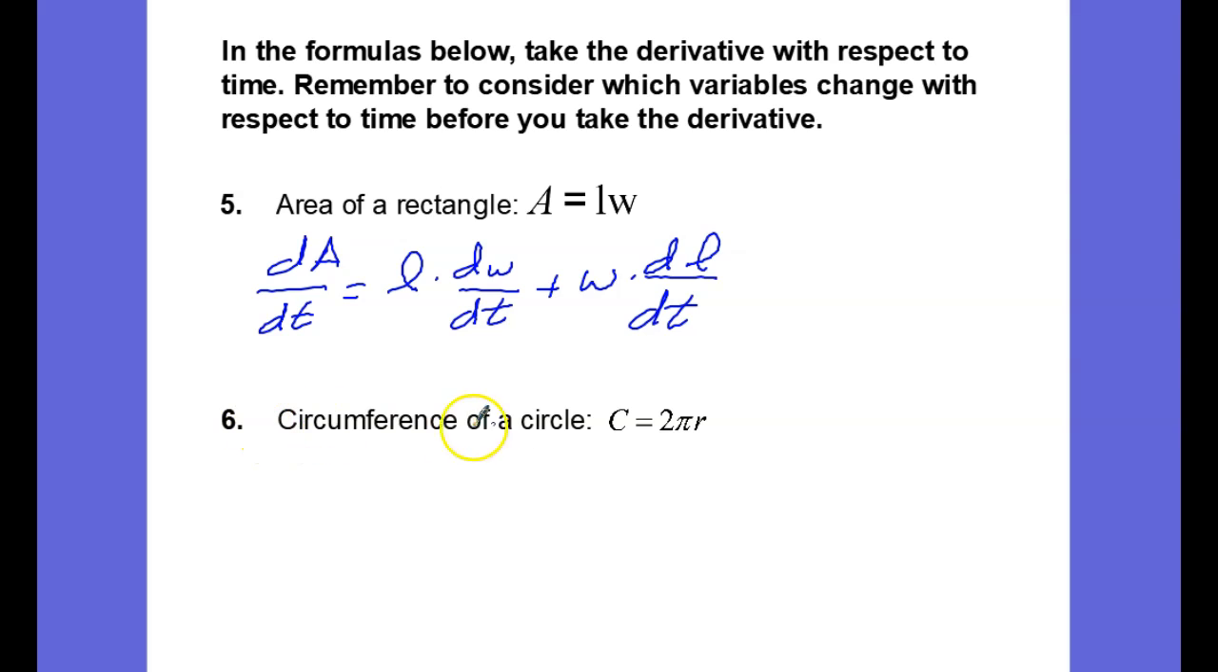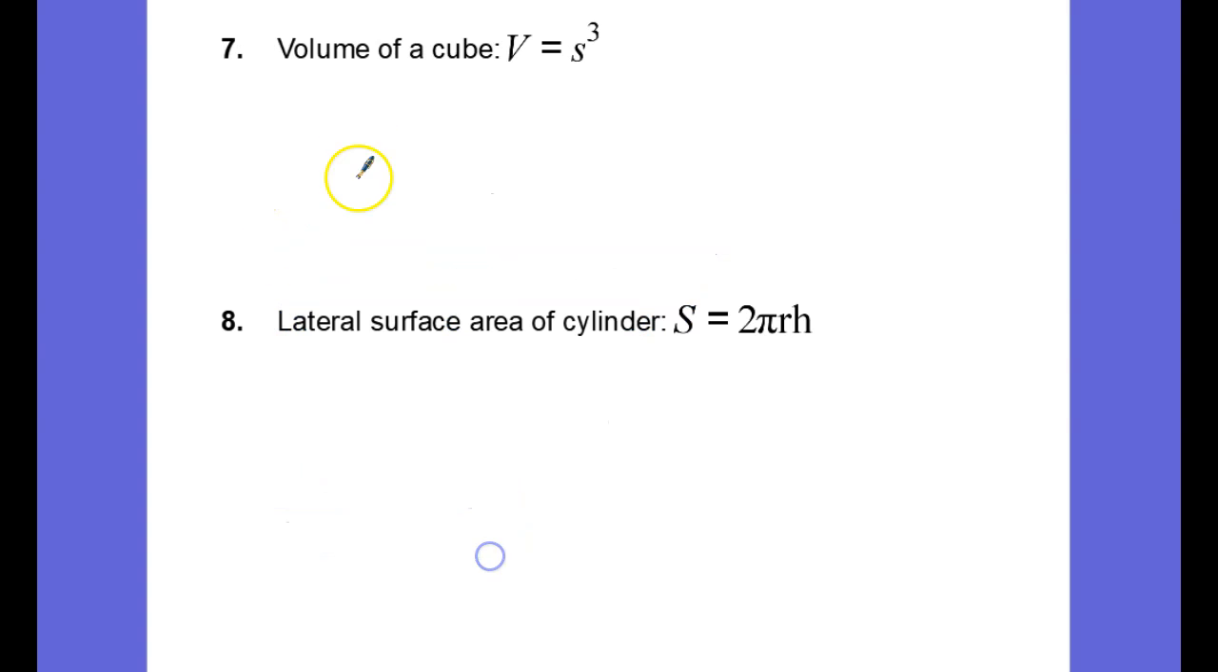In number 6, we have the circumference of a circle, which is going to be changing as a function of r. So dC/dt is equal to 2 pi times dr/dt. In number 7, we have the volume of a cube given as s to the third power, where s stands for the side length. And so dV/dt is equal to 3s squared times ds/dt.